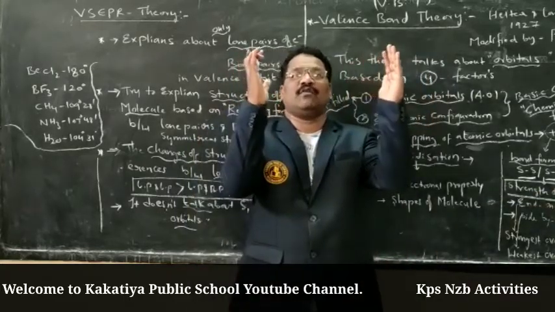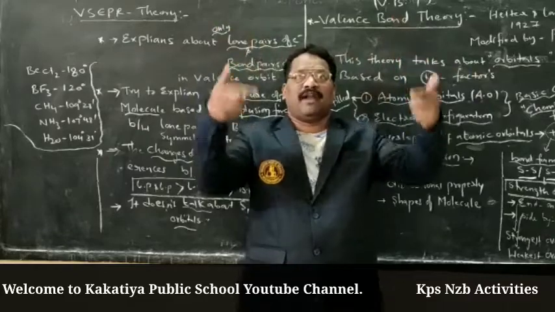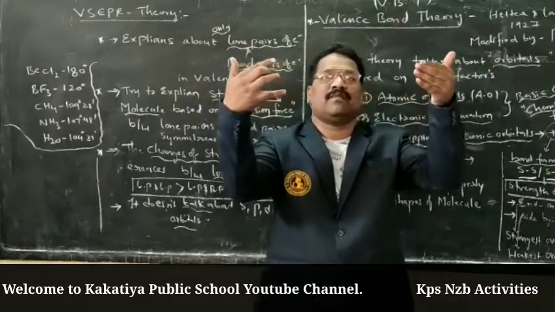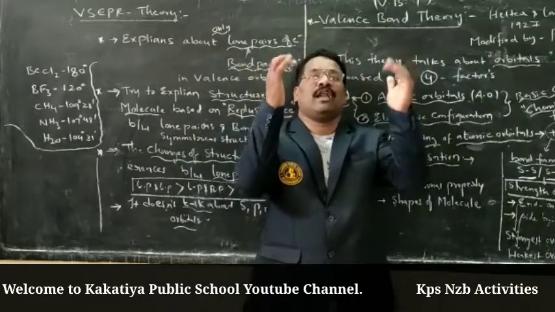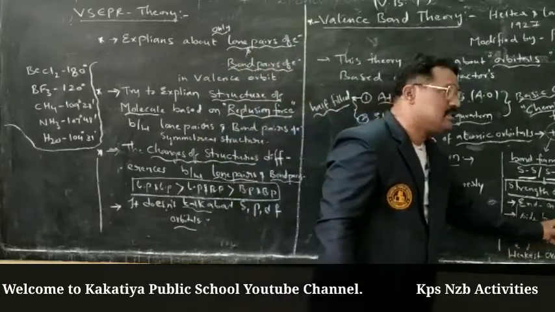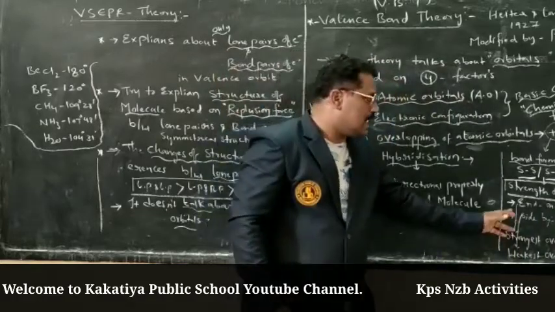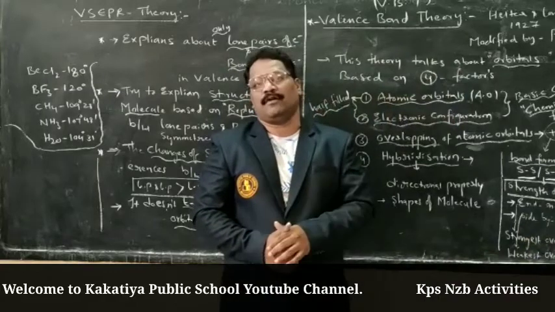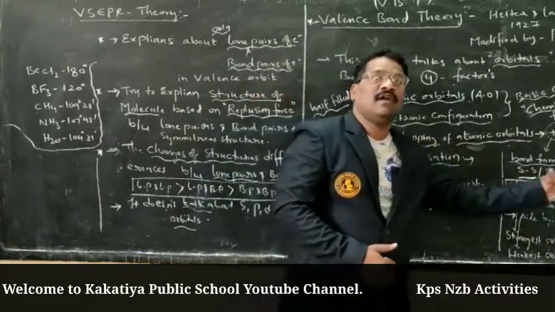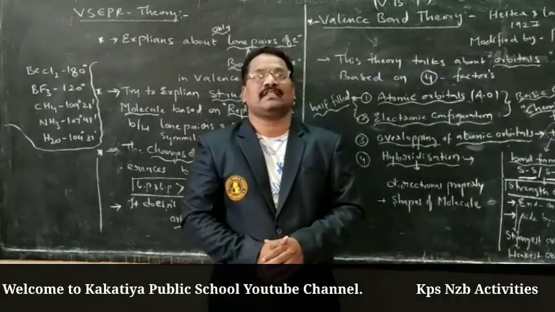Similarly, in side-by-side overlapping, the two orbitals lie perpendicular to the internuclear axis. What bond forms? That bond is called a pi bond. That type of overlapping is called side-by-side or lateral overlapping. Already we have studied that the pi bond is the weakest bond and the sigma bond is the strongest bond.